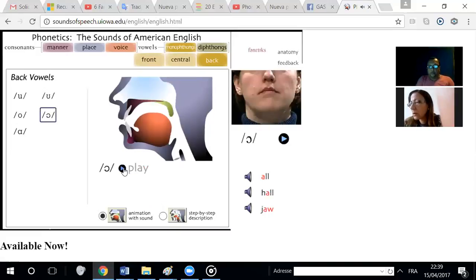Ah. Ah. Perfect. You are making the real sound. Look at the jaws, and the position of her lips and how they are rounded.